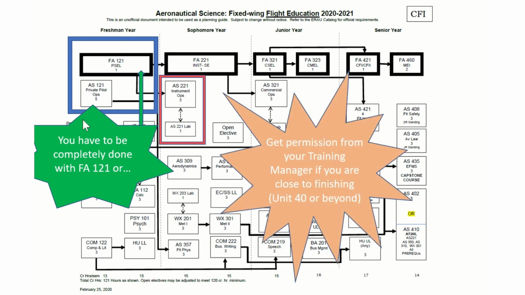You do have to be completely done with FA 121 in order to get into that ground school, or you have to get your training manager's permission if you're close to finishing, and they're going to want to see that you're beyond Unit 40. Okay, so if you're coming to me during registration, I want to get into this next level of ground, whether it's instrument or commercial, you need to see your training manager if you're not finished with your previous flight course.